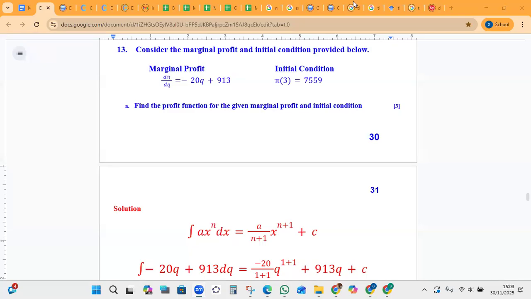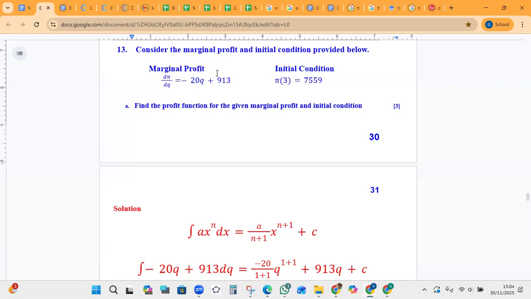Consider the marginal profit and initial condition provided below. So this is question number 13, and it says to consider the marginal profit. Here we have the marginal profit and the initial condition provided below. This question is not concerned about deriving or finding the marginal profit. The marginal profit is already provided. Here is the marginal profit.